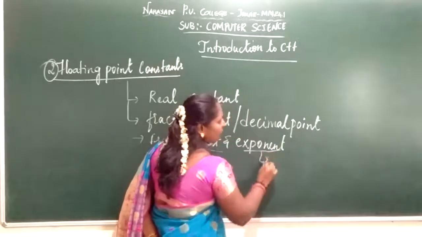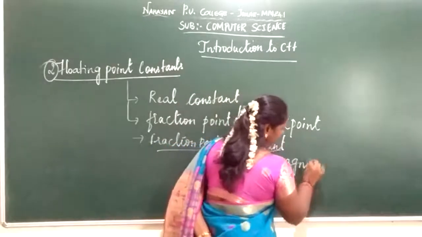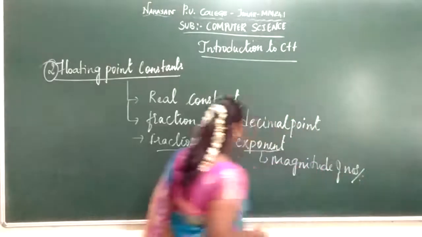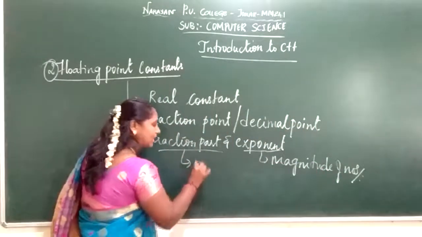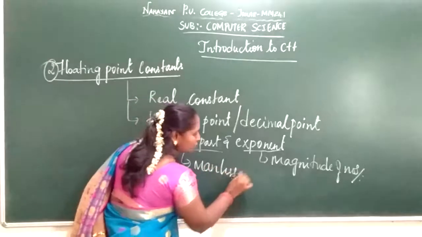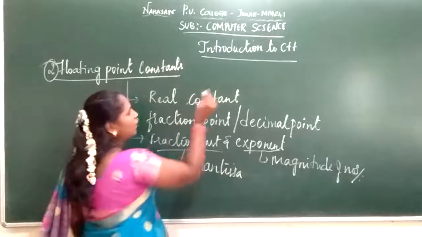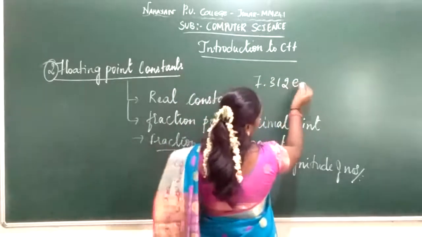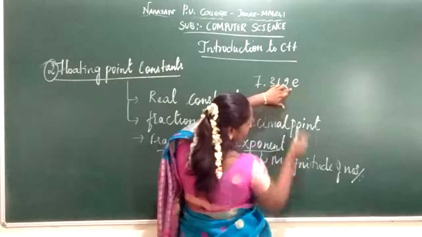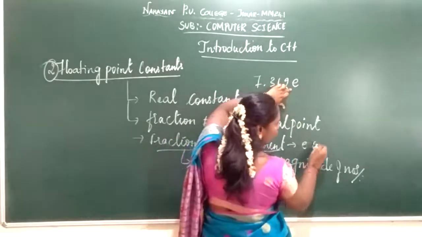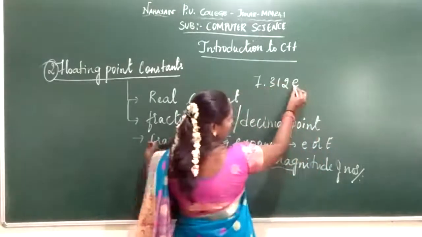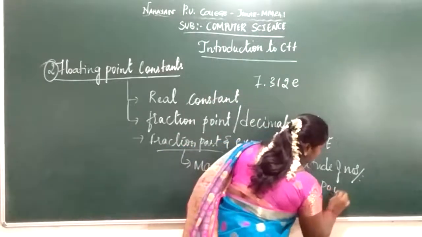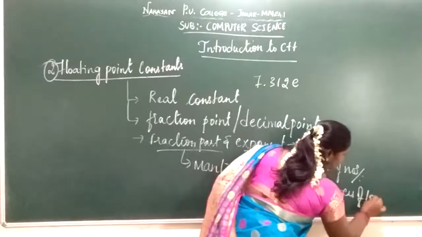What is this exponent? The magnitude of numbers we call the exponent. And the fraction part is also called the mantissa. For example, you have 7.312 E. The exponent is represented in the form of small e or capital E, and the exponent is nothing but the magnitude of numbers. It is powers of 10.